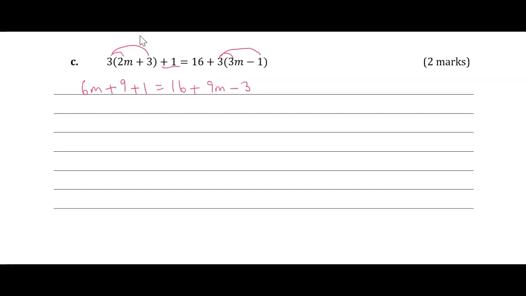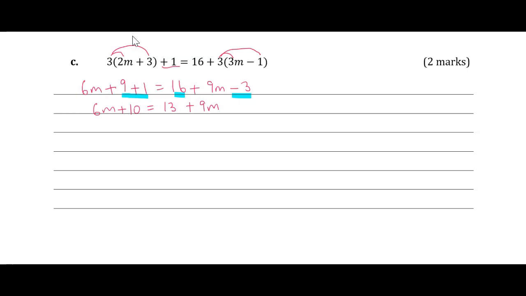Then I'm just going to bring the like terms together. So these are like terms on the left side, and they're like terms on the right side. So we're going to have 6m plus 10 equals 13 plus 9m.